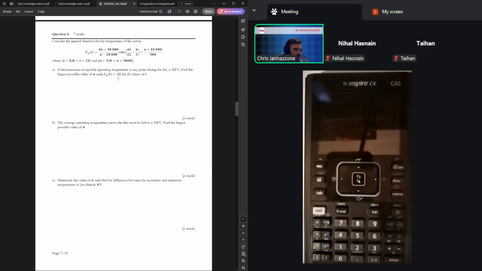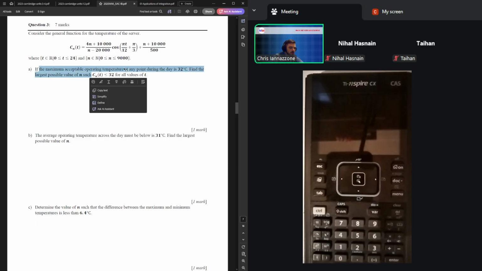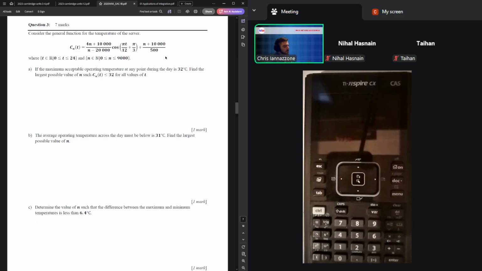Question 3. Okay, helpfully they have put the generic equation for that temperature thing here for us, so we don't have to scroll all the way out to the top. I found this one to be an interesting question. If the maximum acceptable operating temperature is 32 degrees, figure out the largest possible N that would achieve this. So this is a temperature equation, so temperature's on our y-axis, and it's temperature in terms of time. We want to make sure the temperature for all time is at least underneath or equal to 32, and we've got to figure out what N's would achieve that, or what's the breakpoint, essentially.